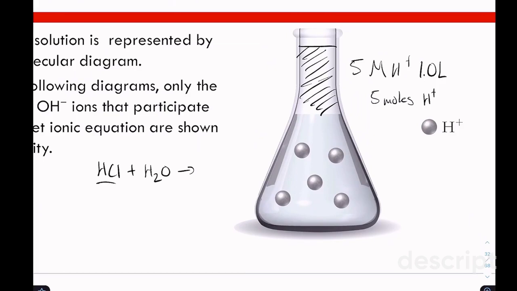So we've got 5 moles of protons. If I add more water, does it change the number of protons that are in the flask? Yes. Does it change the number of H plus from the HCl?